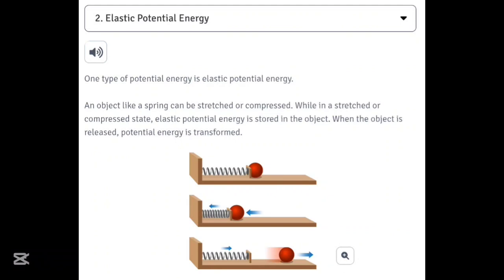One type of potential energy is elastic potential energy. An object like a spring can be stretched or compressed. While in a stretched or compressed state, elastic potential energy is stored in the object. When the object is released, potential energy is transformed.